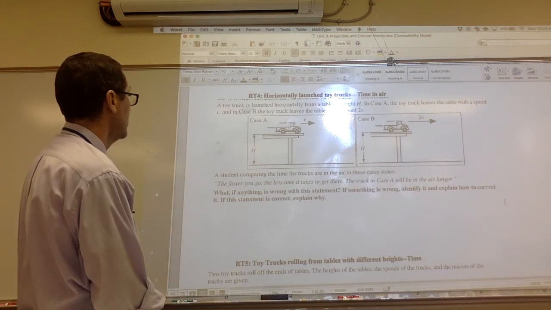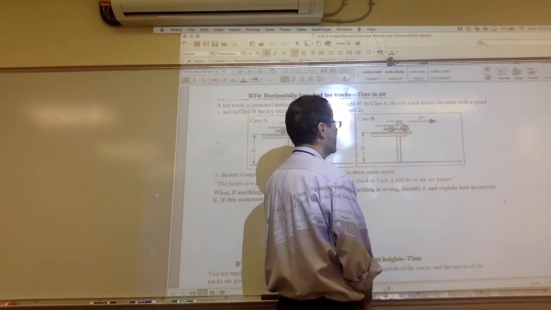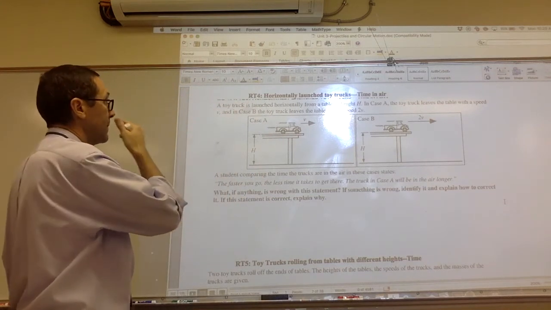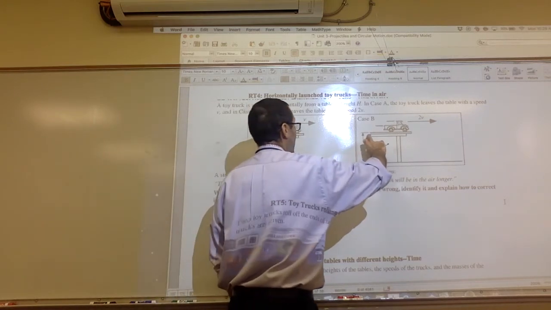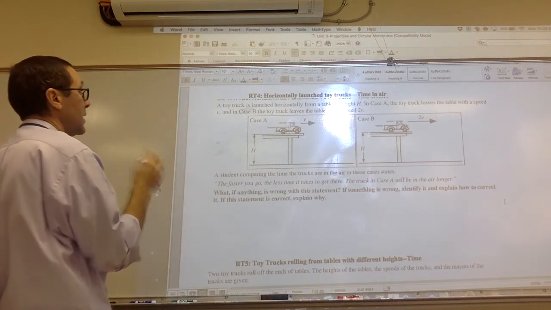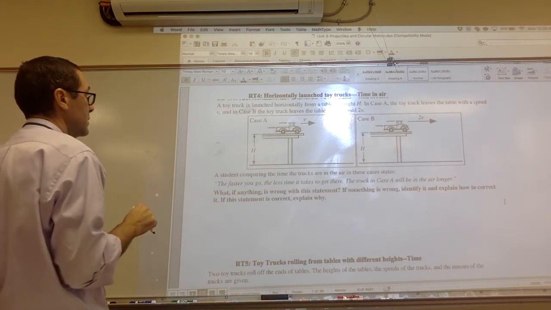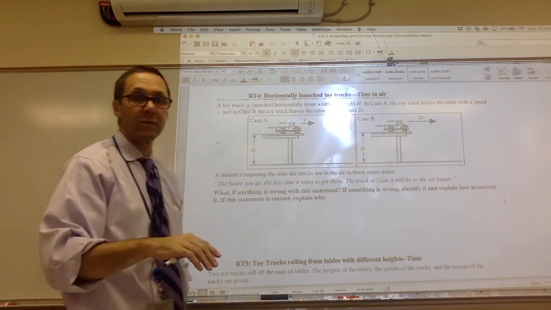The faster you go, the less time it takes to get there. The truck in case A will be in the air longer. Well, that would be true if the horizontal distance was the same. But the truck that's going at 2v is going to land further out. Okay? But since they both launched from the same height, the only thing that really matters is the height. So they're going to be in the air for the same amount of time, regardless of what horizontal speed they have. So in horizontal motion, the only thing that really matters for the amount of time spent in the air is how high above the ground you are.